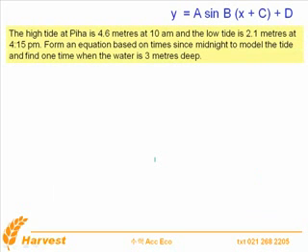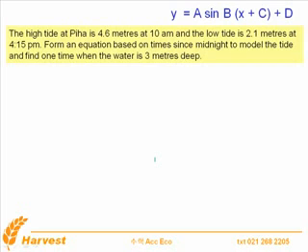Now, I've got here one question, and this question is very similar to your internal assessment. The question is: the high tide at Piha is 4.6 meters at 10 a.m. and the low tide is 2.1 meters at 4:15 p.m. The question is: form an equation based on times since midnight to model the tide and find one time when the water is 3 meters deep. So there are two questions in this question.